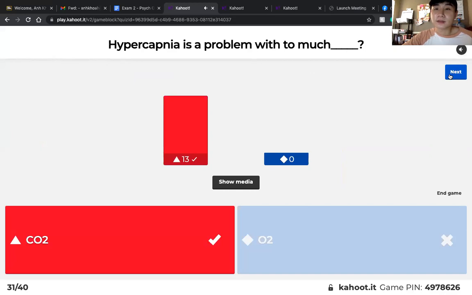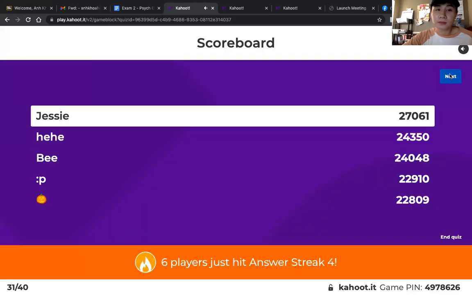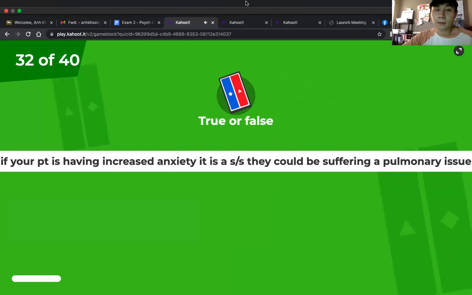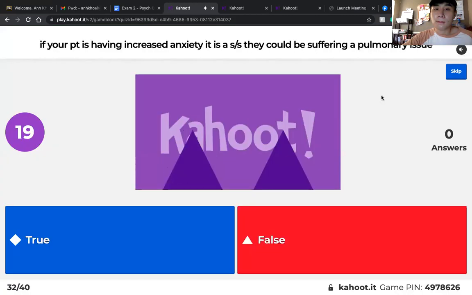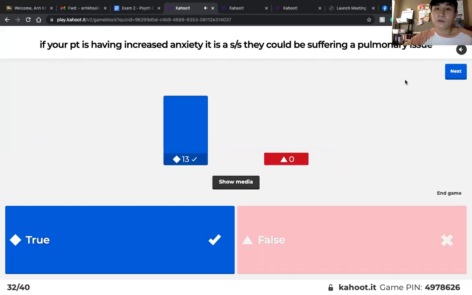Awesome, guys. Perfect. So anxiety, level of consciousness, anything relating to level of consciousness is an indication of respiratory pulmonary issues.